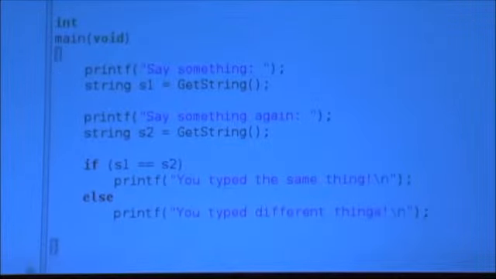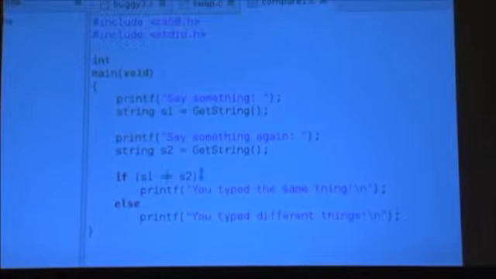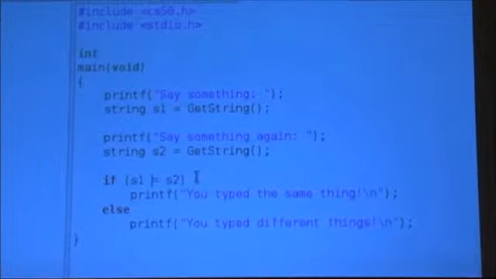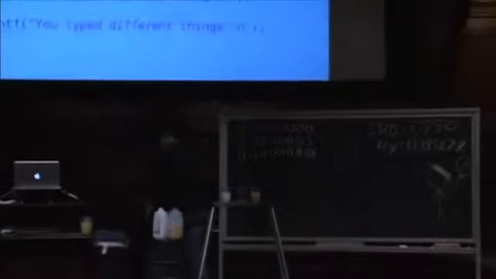Any bugs jump out at anyone? Or any syntax bugs, typos? OK, feels pretty reasonable, right? So we get a string s1, get a string s2. We then compare it. And I didn't make this mistake, right? This could be the first possible mistake. Very commonly happens. But I am using equals equals. And that says compare these things. Don't assign one to the other. So you print the type the same thing or different thing.